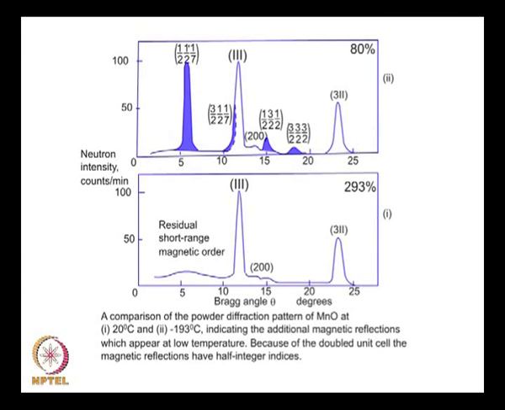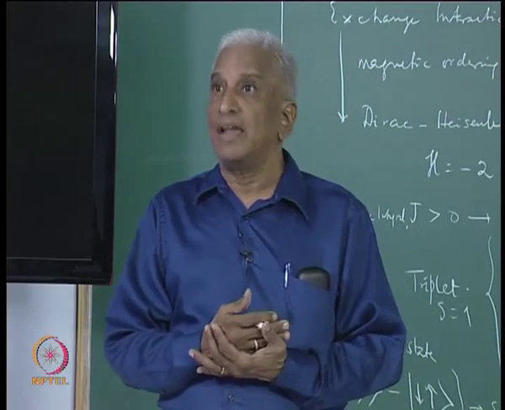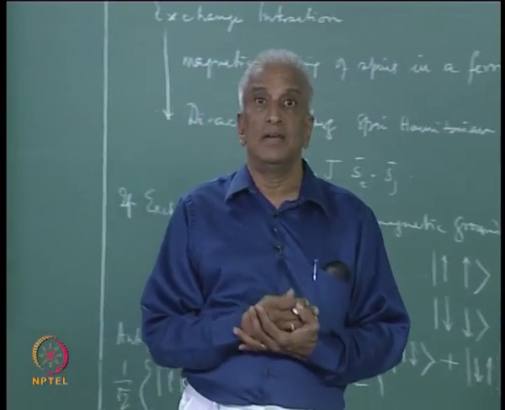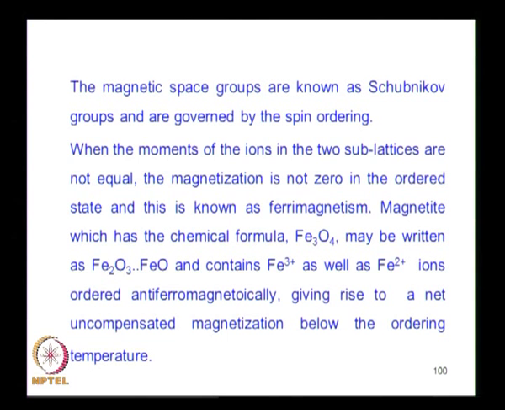The next figure shows a similar situation in the oxide material, manganese oxide, where you have ordering above and below Tn in a similar fashion. In this case, of course, the magnetic reflections are from the 111 planes, indicating that corresponding ions on successive 111 planes are oppositely aligned. So, this immediately tells us that based on the type of magnetic ordering, we can get totally different point and space group patterns in the case of magnetic diffraction. The magnetic space groups are known as Shubnikov groups and they are governed by the spin ordering.